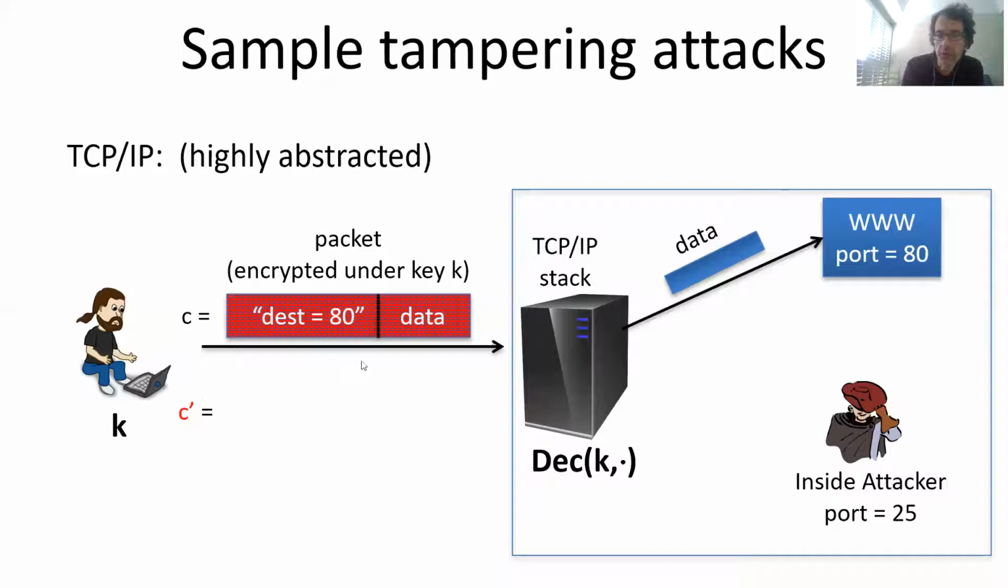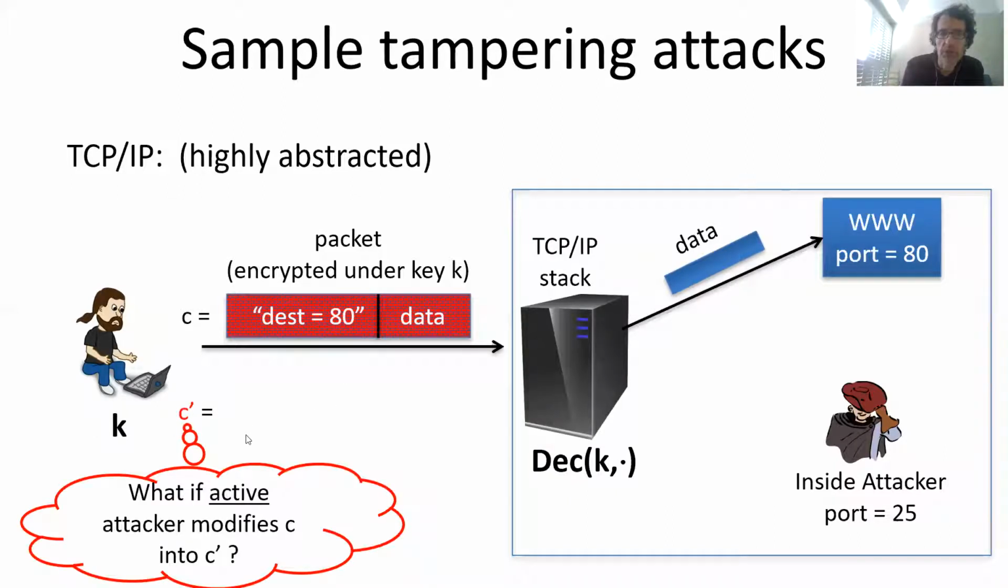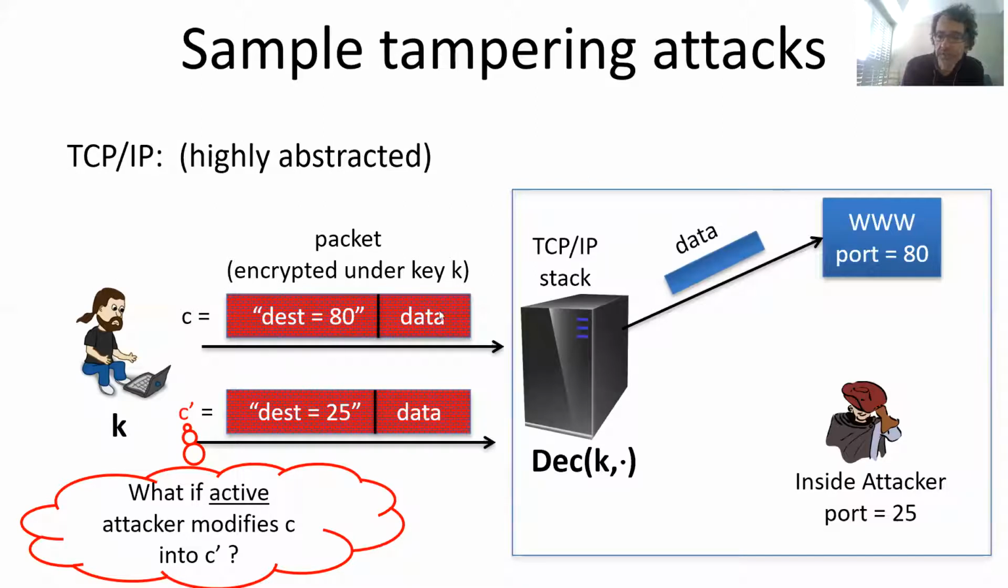If an attacker could modify the ciphertext to create a new one, which basically preserves the data, but replaces port 80, which is, let's say, the standard WWW port, with port 25 of this malicious process, then what this guy does is that he decrypts this, sees the port, and takes the packet and forwards it to the proper port.